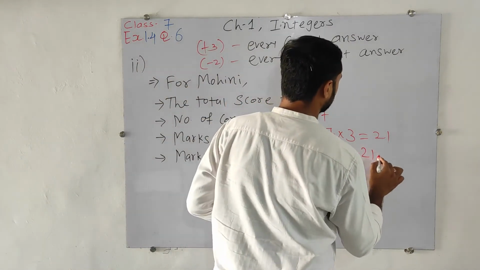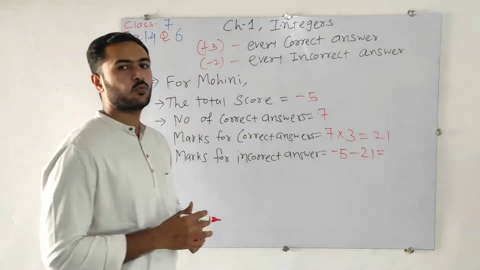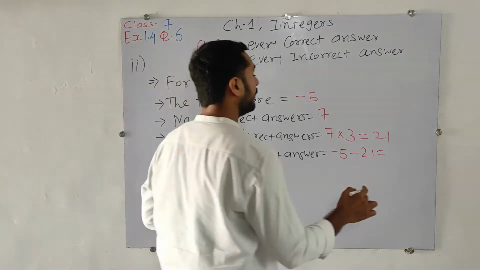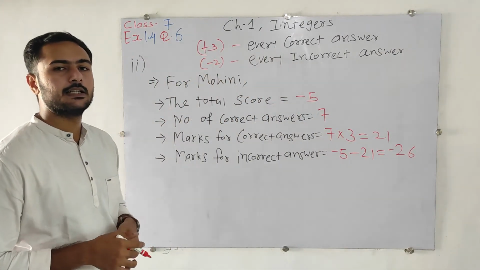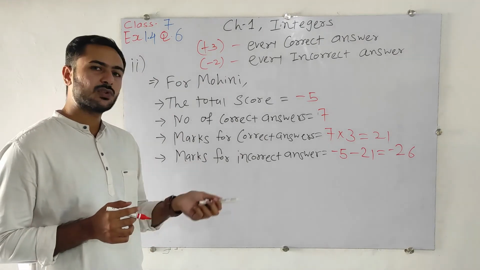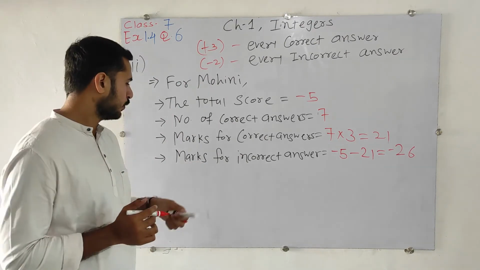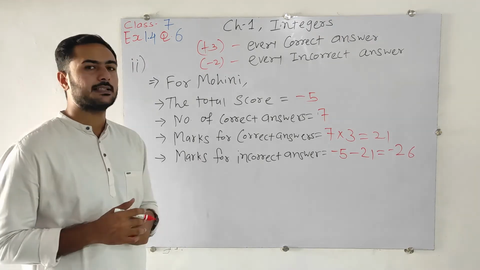So minus 21 minus, minus plus, 21 and 5, that is 26. But we will put the negative sign as the greater number is 21 and that is negative. So we will put the negative sign in the answer, that is minus 26. So minus 26 is the marks for the incorrect answer.